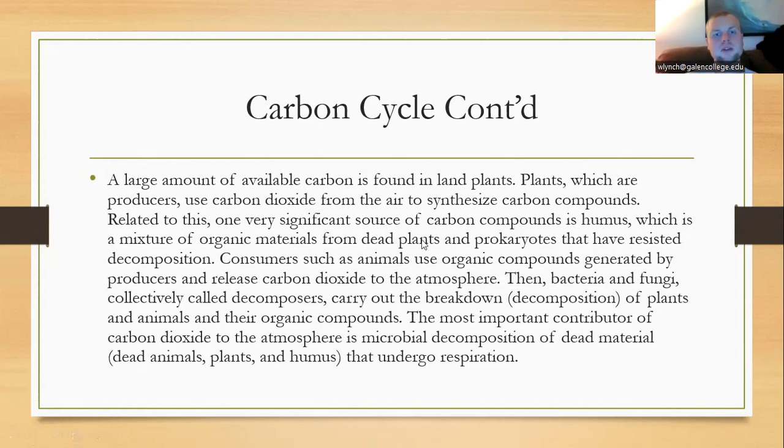We see a large amount of carbon available in land plants because of their use of carbon dioxide, all right? We use carbon dioxide from the air to synthesize carbon compounds here. We also see that a significant source of carbon compounds is humans, all right? We get this because of consumption of animal products, right? Consumers, such as our animals, use organic compounds generated by the producers and release carbon dioxide. Our most important contributor of carbon dioxide to the atmosphere is the microbial decomposition of dead materials.